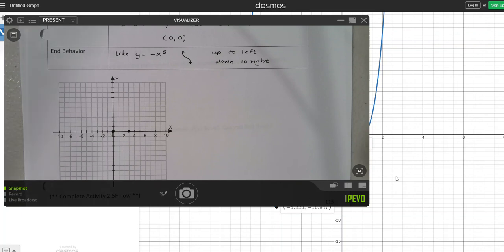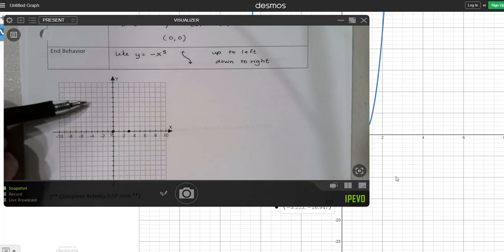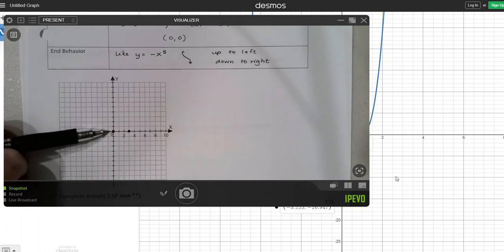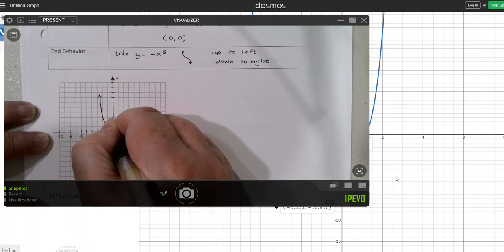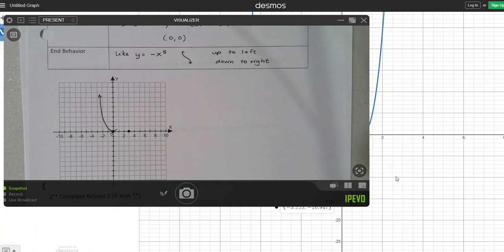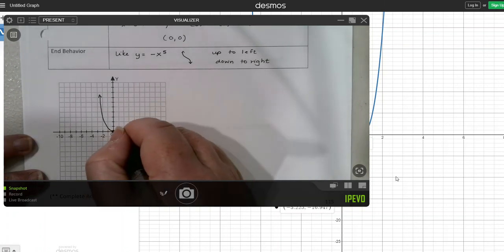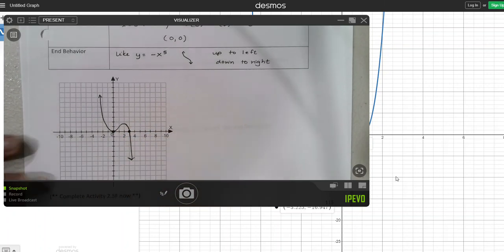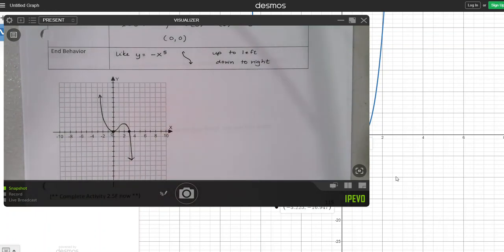We know we were supposed to start out up to the left, so I'm going to start out up on this left-hand side. And then when I get down to the 0, that's a bounce off. So come down here, bounce off. I'll have to go up and come back down to the next 0, and 3, 0 is a cut through. And that's really all she wrote. Right? Notice up to the left, down to the right, exactly the end behavior that we predicted. So I'm actually pretty comfortable with that graph.